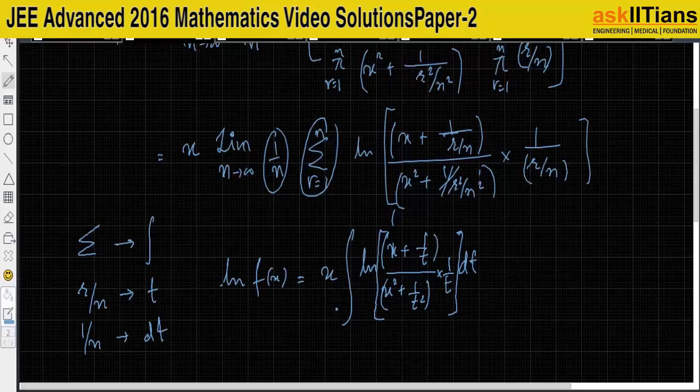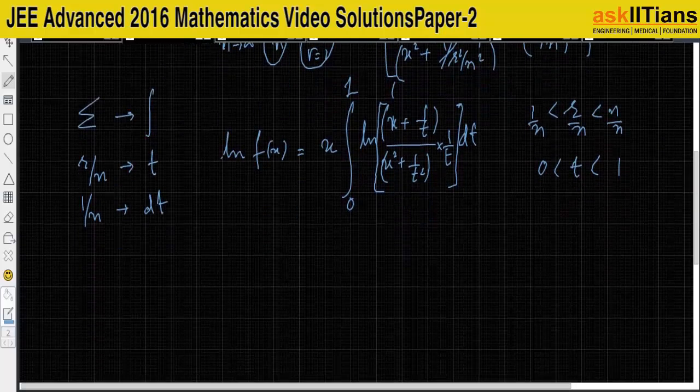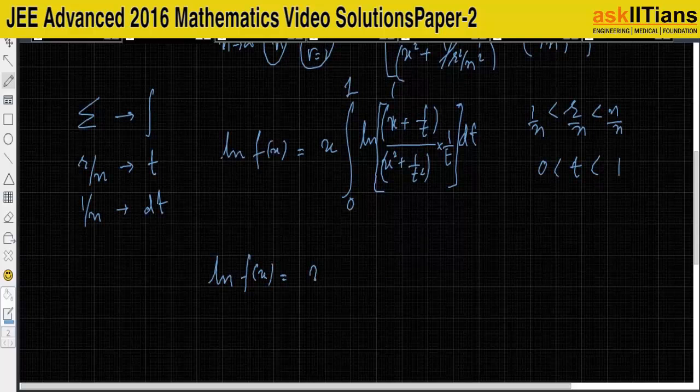Alright, so now I have to integrate this, and what will be the limit? r is going from 1 to n. So that means r by n, if I divide this entire equation by n, r by n is t. n is tending to infinity, so 1 by n will be 0, so t will go from 0 to 1. So limits will be 0 and 1, right? Now I can integrate this and find out the value of fx. Now it's very easy. So this is 0 to 1.